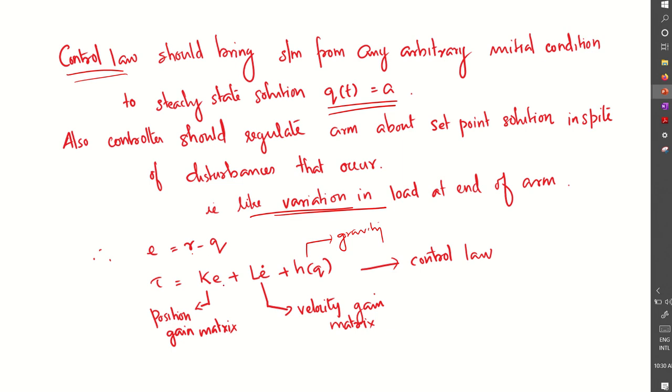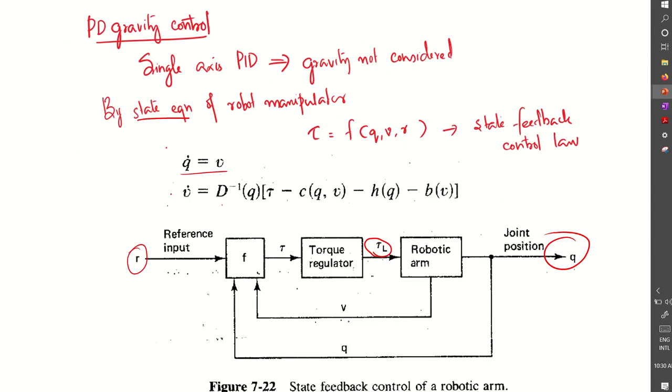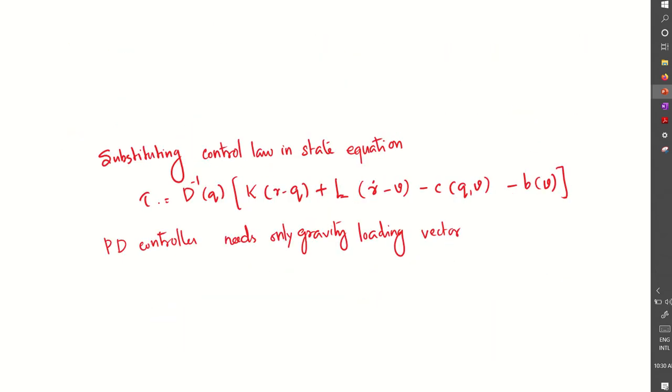Now you can substitute this tau value in the state equation for V dot. It can be rewritten as V dot equal to D inverse of Q times K(R minus Q) plus L(R dot minus V) minus C(Q,V) minus B V. C stands for the Coriolis term, and B stands for the friction. So the PD control needs only the gravity loading error.